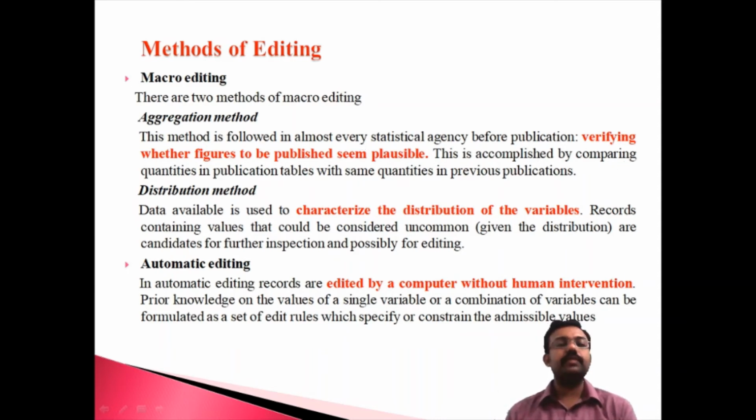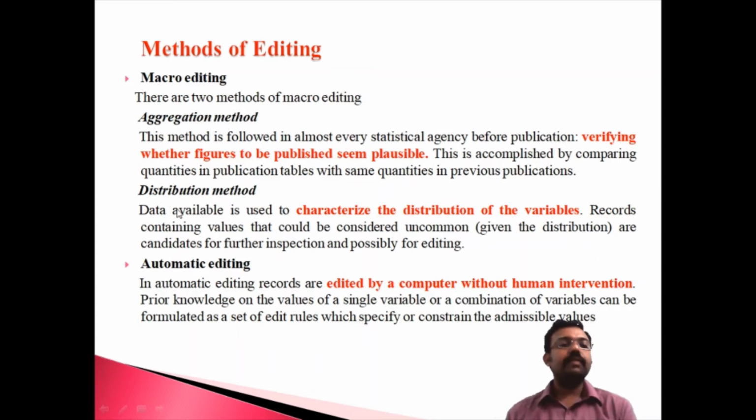Suppose you are publishing a paper in an international journal, you must ensure the aggregation method. That means the figures are reliable, and you know the source of these figures. This category of editing is known as the aggregation method of editing. This is accomplished by comparing the quantities in the publication tables with the same quantity in the previous publication. That is counter-checking each and every figure relating to your data. That category of editing is known as aggregation.